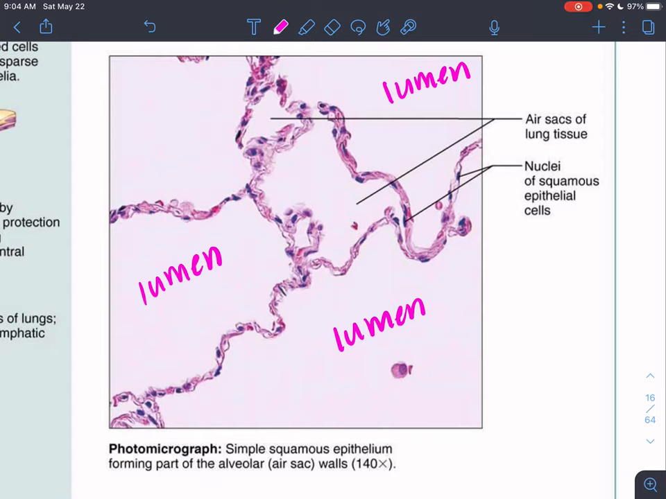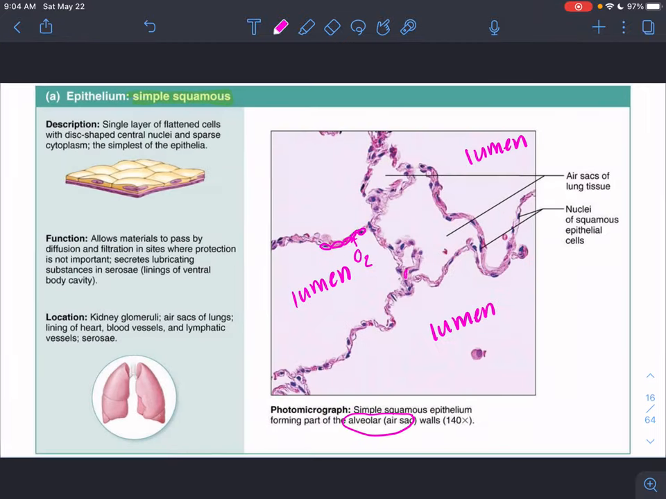Simple squamous tissue, this one in specific is in the alveoli, or the air sac of your lungs. So it's kind of hard to decipher, but these individual pancake-shaped cells are the simple squamous cells surrounding the lumen of your air sac, right? So oxygen comes in, it has to diffuse into the epithelial tissue, and there's going to be some connective tissue and vascularization kind of deep that's hard to see in this image. Okay, but simple squamous, again, allows materials to pass, filtration and diffusion. It can also secrete some lubricating substances. So your serosa, your serous membranes, are made up of simple squamous epithelial as well.